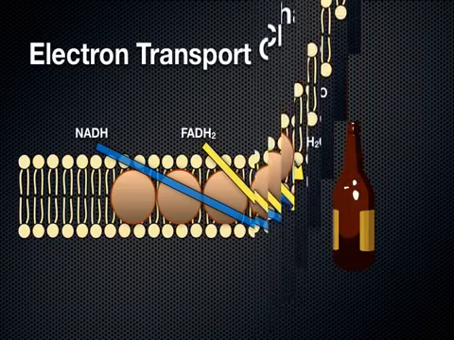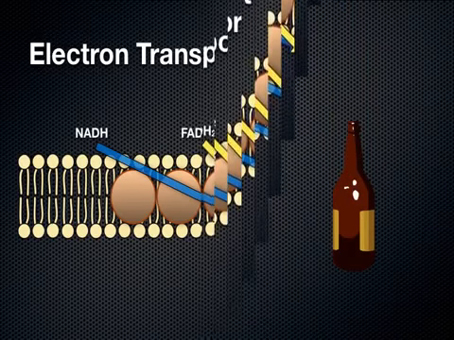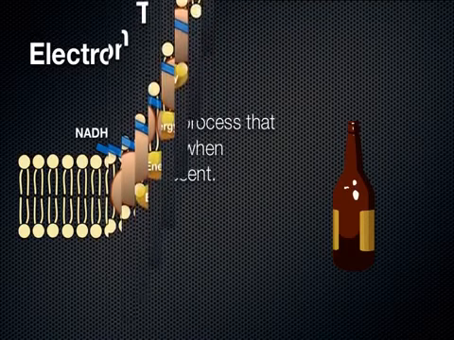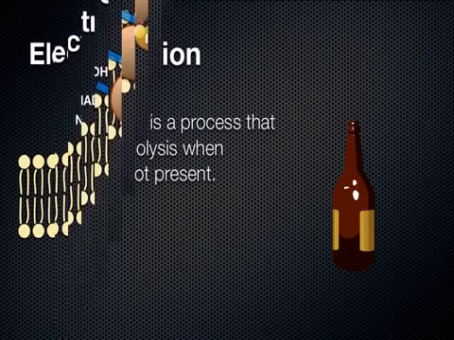Sweet. But now, when it went down in that series of proteins, what did it release? Energy, and that energy is used to make ATP.